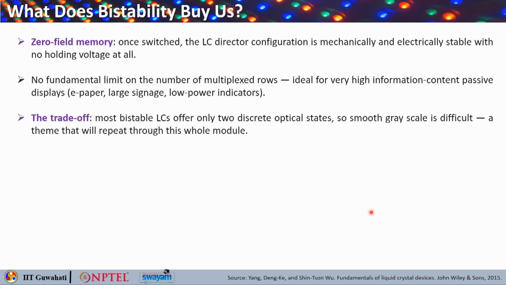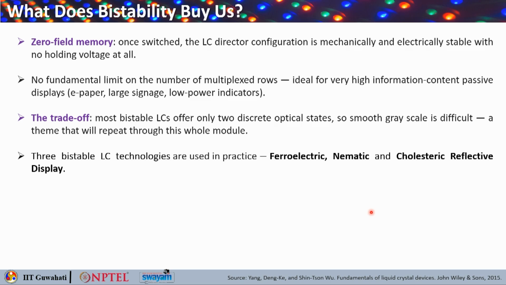Most bistable liquid crystals offer only two discrete optical states. So, the smooth gray level or gray scale is difficult in this kind of display. This is something that will be discussed through and through in this particular module.